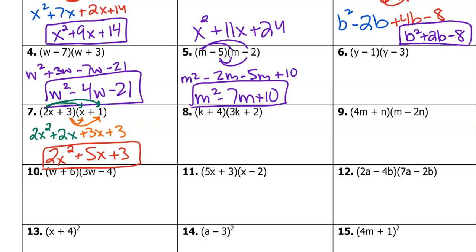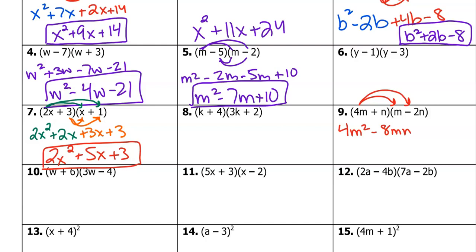Y'all do number 9. Okay, I'll help you out. 4m times m is what? 4m squared. Okay, 4m times -2n. Do your coefficients. What is 4 times -2? Start with that. -8. M times n. Are they like terms? No, so they just go together like that. Okay, alphabetical order. M has to come first.